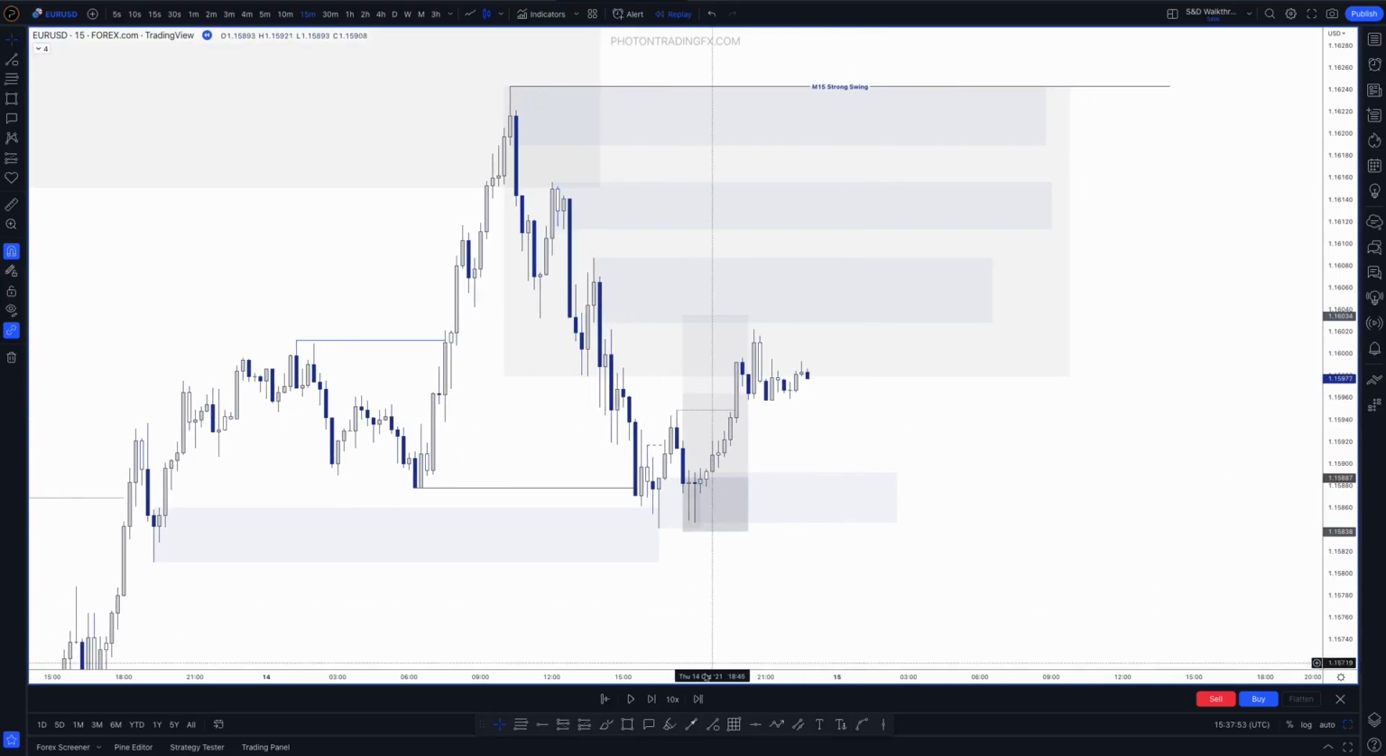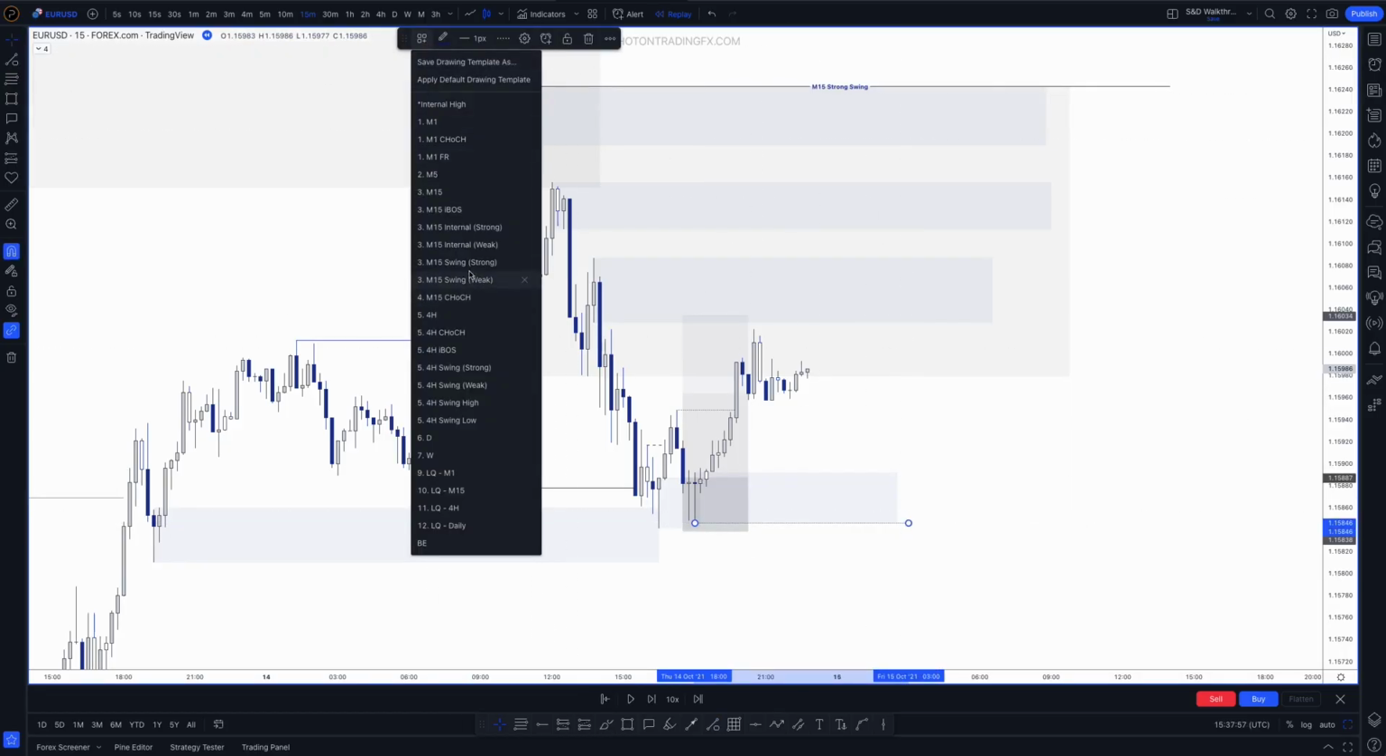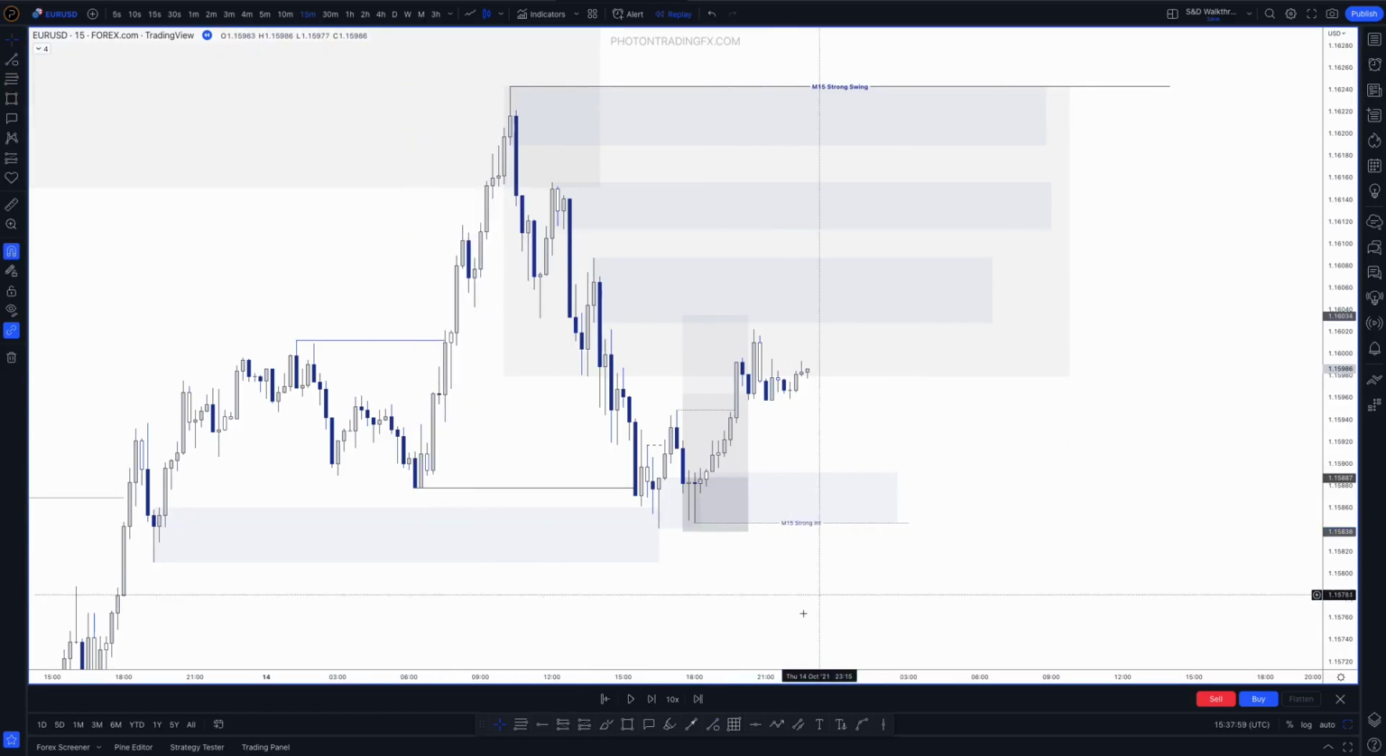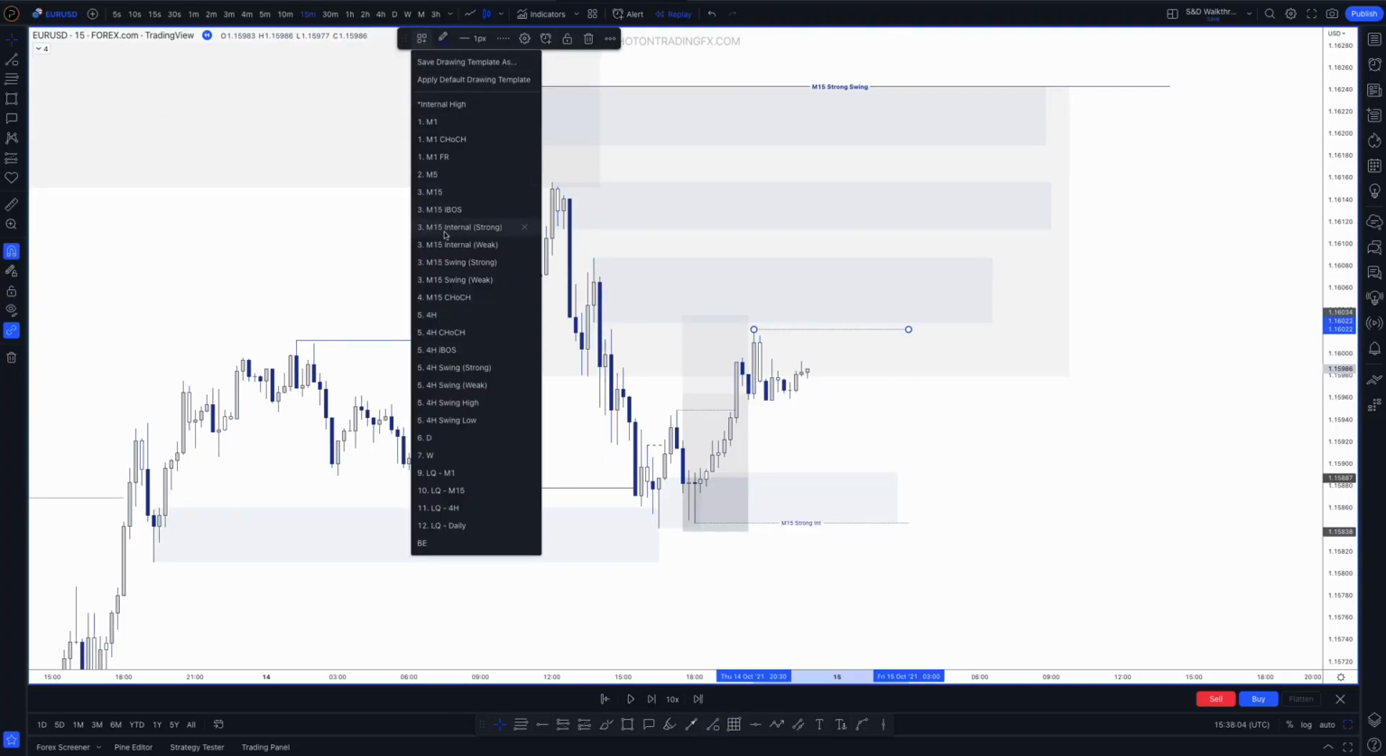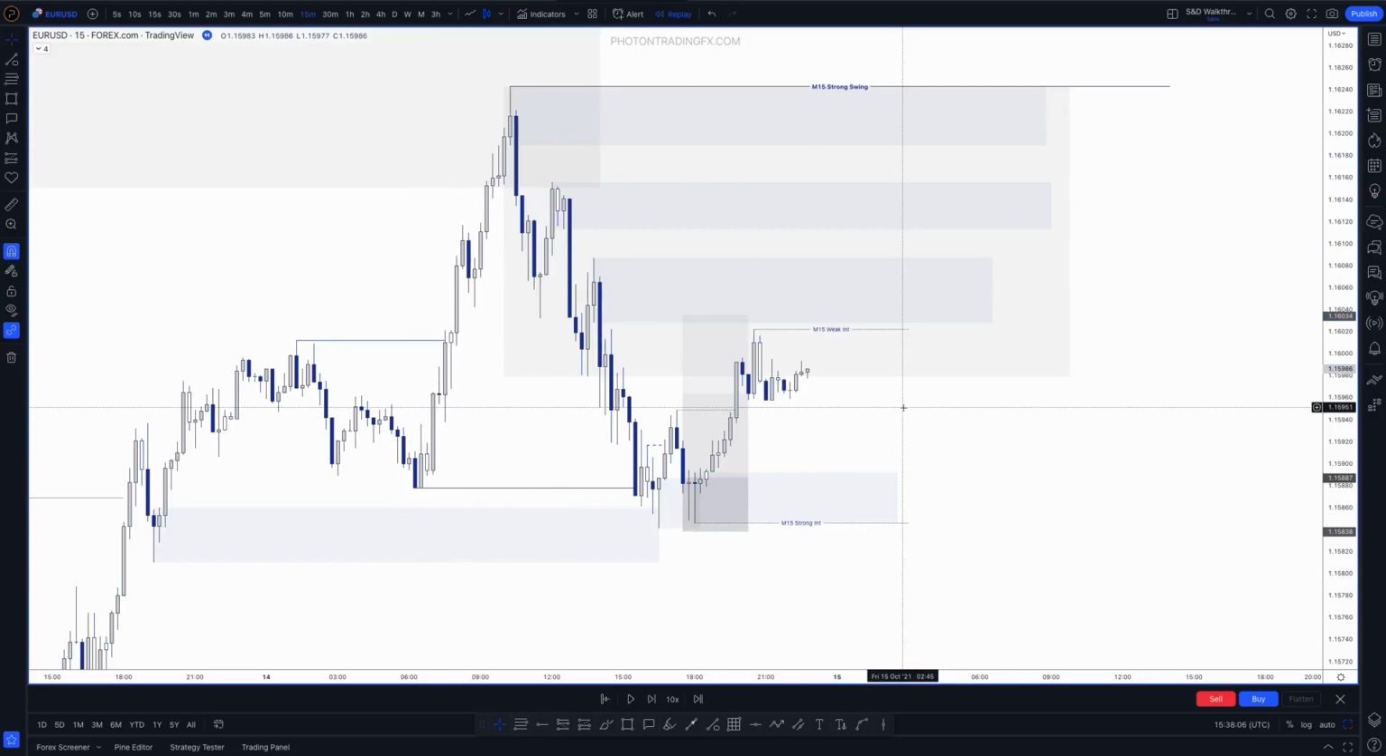So if you wanted to follow the strong internal structure, right? This is our strong M15 internal low. Okay, and then this would be our weak internal high. Now you can use dots and all that stuff and make it even clearer. For the interest of time, I'm not going to draw on everything, but essentially if you wanted to follow the internal structure, what can we do? We can follow it like this up into the more premium levels.